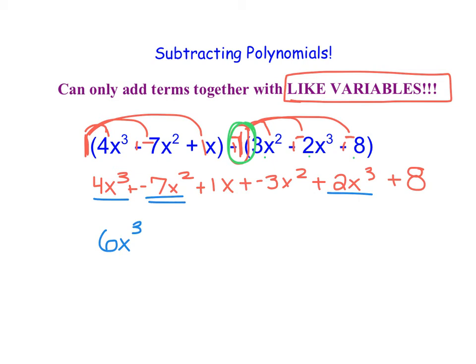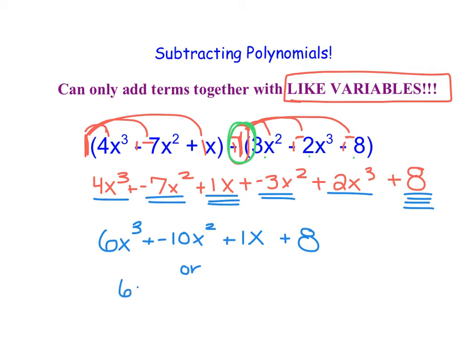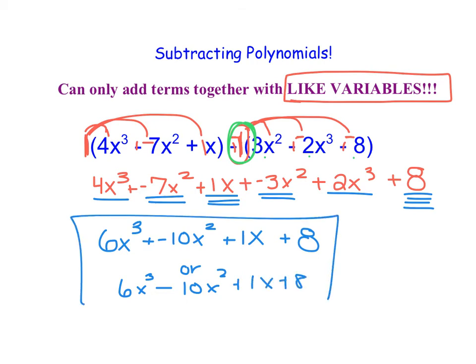I then notice that I have two terms that contain an x squared. Negative 7 plus negative 3 becomes a negative 10x squared. I then have one term that contains an x, so that stays just 1x. And then I have one term that is a constant, that just stays a constant. Now again from here, if you don't like the plus and negative, you could write that as subtract 10x squared plus 1x plus 8. Either one of these answers will be sufficient.